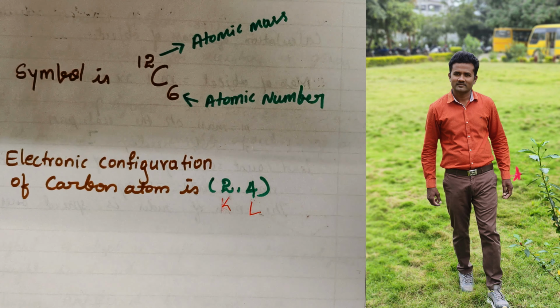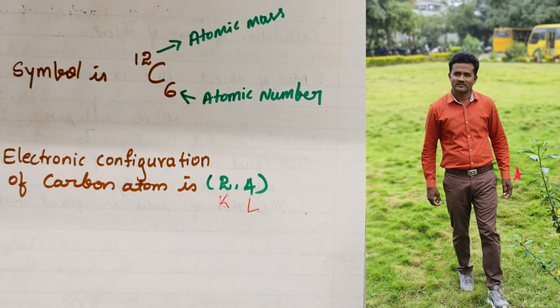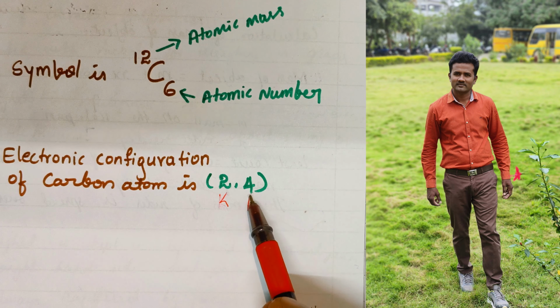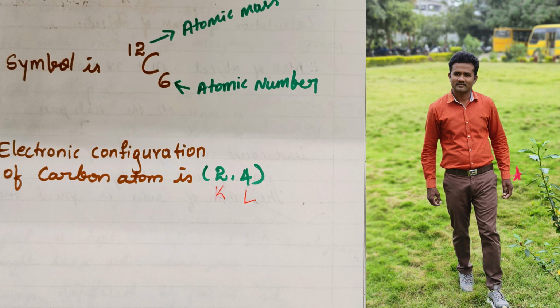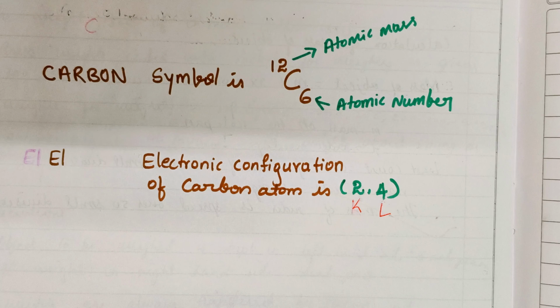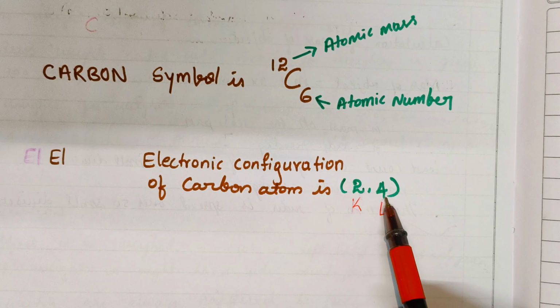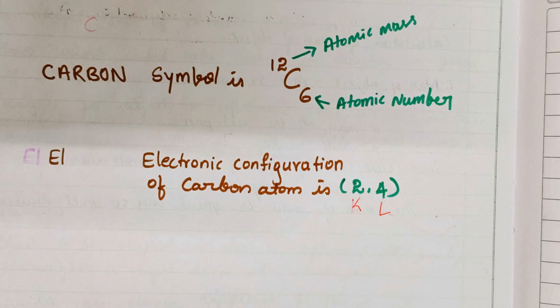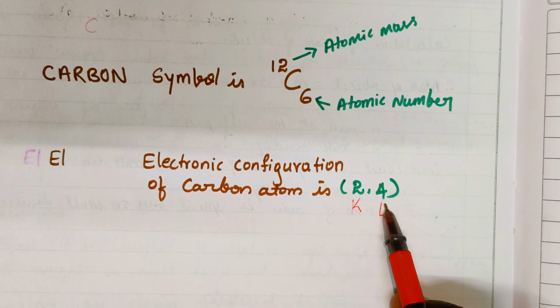And how many valence electrons are there? Carbon contains 4 valence electrons. Then the valency of carbon is 4. The outermost shell contains 4 electrons. So the valency of the carbon atom is 4, the valence electrons are also 4, and it is a non-metal.